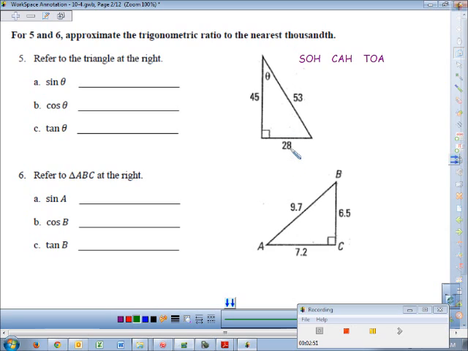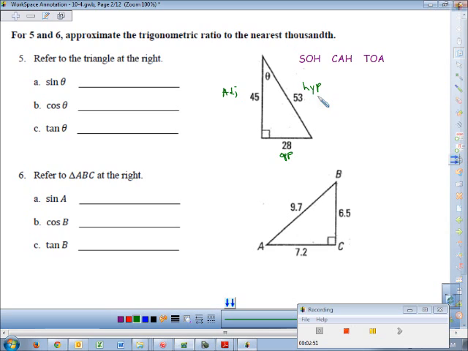Which one's opposite, the 28, the 45, or the 53? Put a little OPP there. Isn't this the adjacent? And this is the hypotenuse? They want two answers, is what we're going to put, exact and to the nearest thousandth.